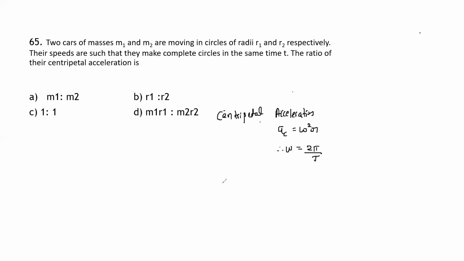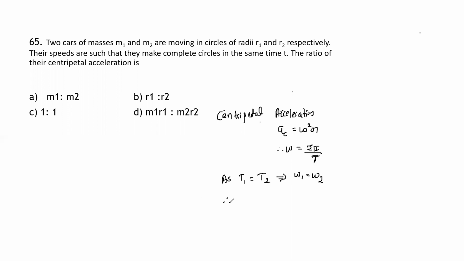We know this one. And what they are saying is they are in the same time interval. So when it is the same time interval, we can say that T1 is equal to T2. This implies omega 1 is equal to omega 2. Why? Because omega is equal to 2 pi by T. 2 is constant, pi is constant, and T is the same. Therefore, we can say that omega 1 is equal to omega 2.